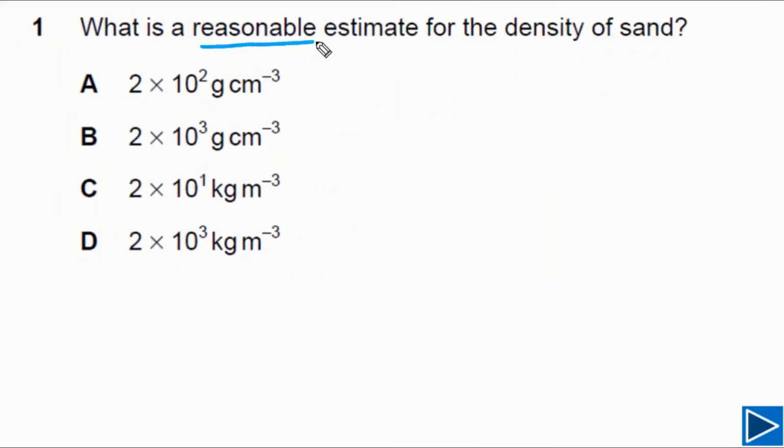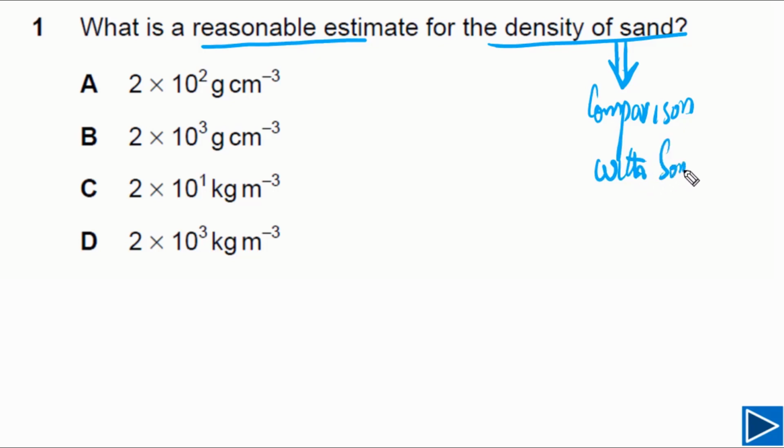The first question is about a reasonable estimate for the density of sand, and this type of question is very common in this paper. Most of the time, question 1 is about a reasonable estimate. We need to understand how to approach this type of problem. The best way to approach this type of problem is comparison, meaning you need to compare with something known, something you already know. That is the key concept you need to understand to answer this type of problem.